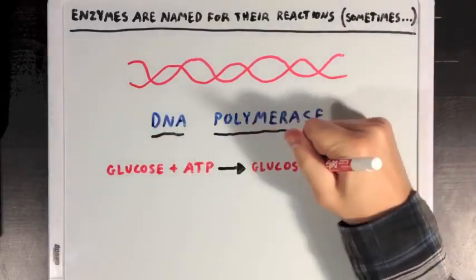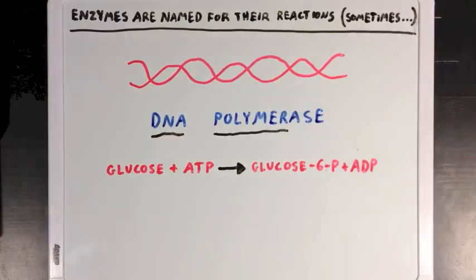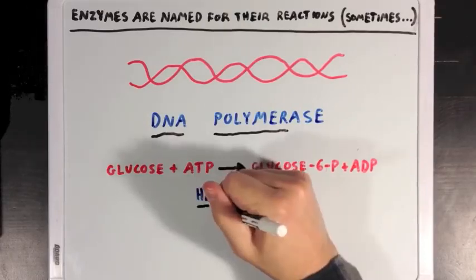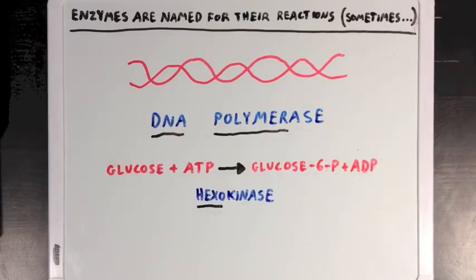Now, another great example is that the enzyme that catalyzes the first step of glycolysis, which you may remember is the reaction between glucose and ATP to form glucose 6-phosphate and ADP, is called hexokinase. And hexo refers to the number 6, which is a reference to glucose being a 6-carbon sugar, and kinase is a term referring to enzymes that add phosphate functional groups to different substrates. So overall, hexokinase adds phosphates to 6-carbon sugars like glucose.